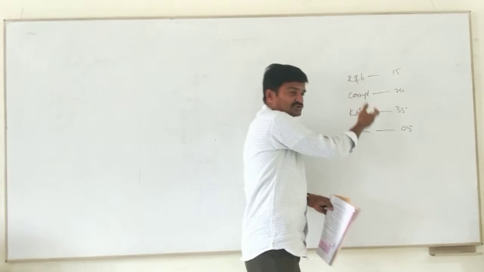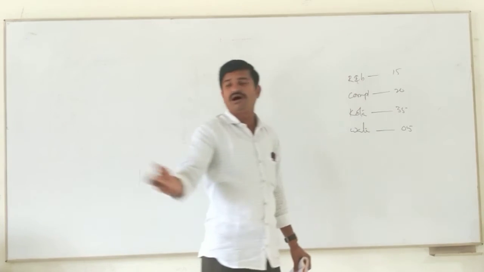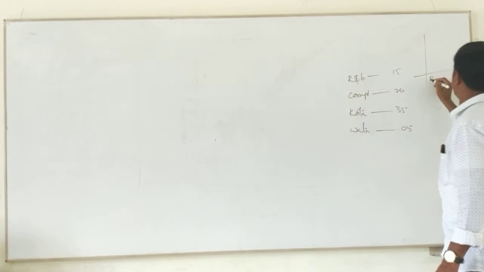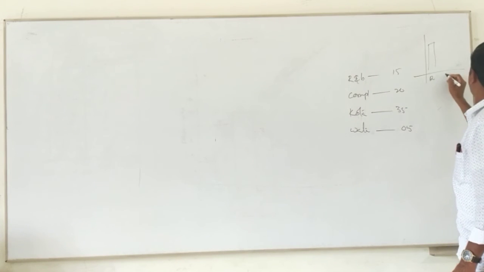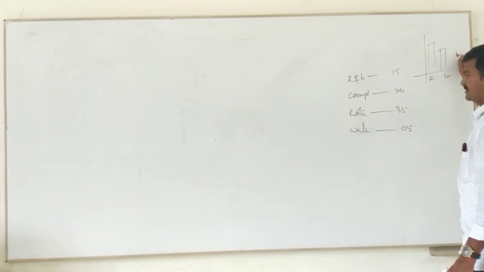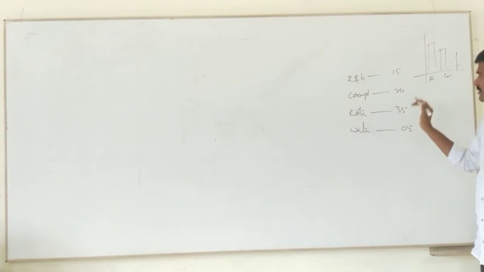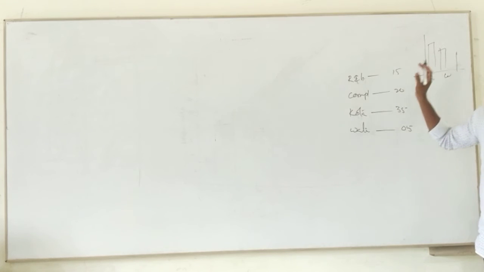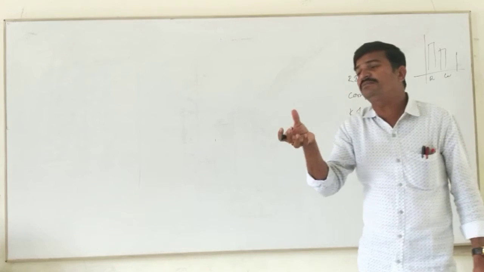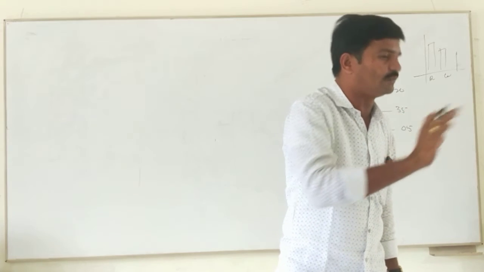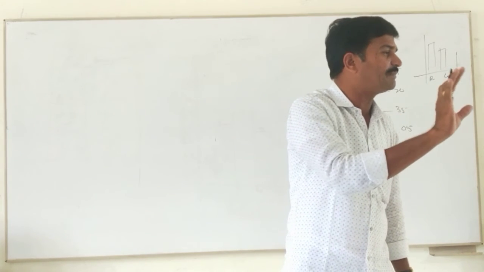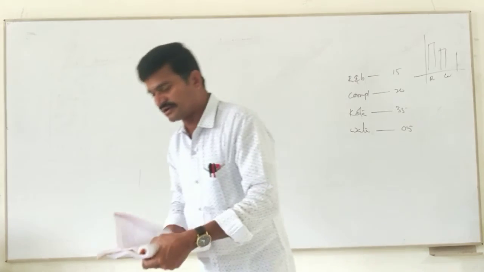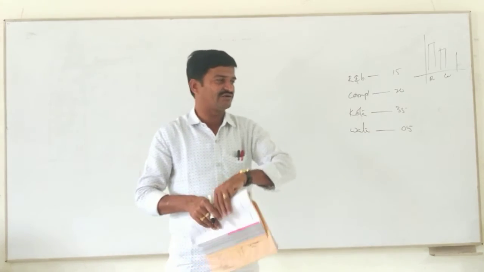So better we can show this data with the help of a bar graph only. Bar graph means like this: R&B, complex, and so on. We can't join one bar to another bar here. Why? Because it can't be divided into groups. So we can't apply the histogram for that. Are you clear or not? So that is the reason you have to understand.